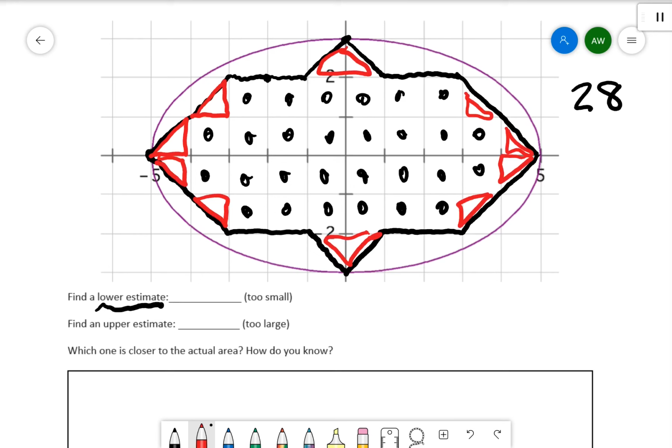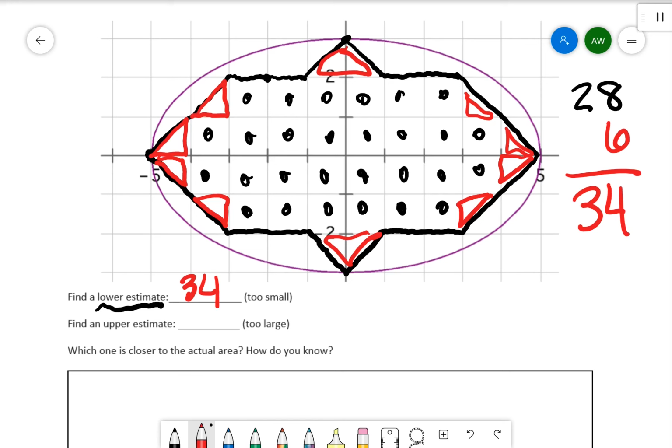So that's 1, 2, 3, 4. That's 6 pairs. 28 plus 6, that's 34. So that means that in total, this area is 34 units because I have 28 whole squares, and then I have 6 squares that are made up of the half squares together. Okay, so this is a lower estimate, right? And we know that this is too small because we can see that this shape that we found the area of is significantly smaller than the actual shape that we're looking at. But right now, it's the best we can do.